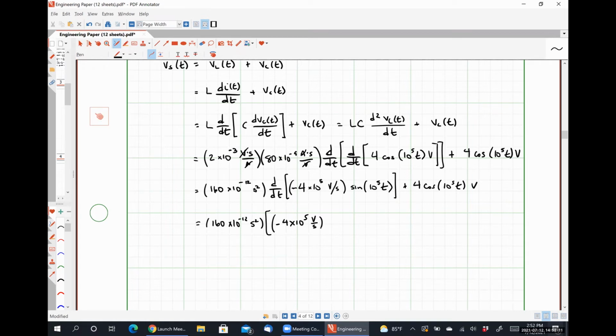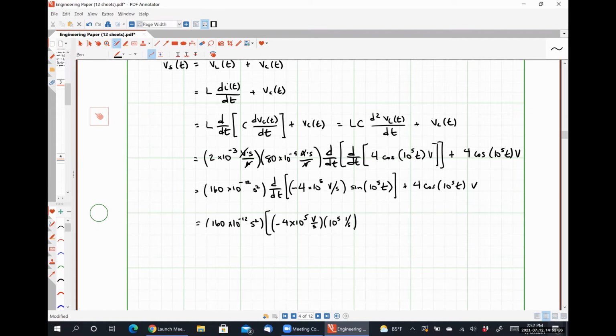Yeah, it would just be -4 times 10 to the 10th volt per second squared. So we're going to have another 10 to the 5 come out, having units of per second. So that would give us -4 times 10 to the 10 volts per second squared, which is exactly what you just said. So you're perfectly correct.